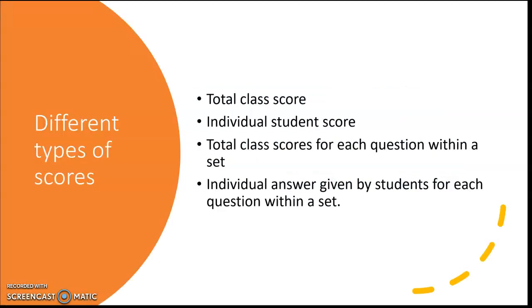So there are different types of ways to score the results. You could do a total class score, which will tell the teacher the overall score of the class: how many questions they're getting right and what percentage shows they have an understanding of what they are being taught.